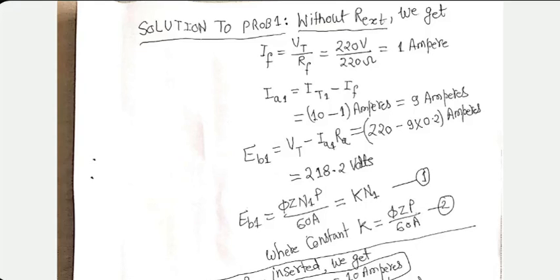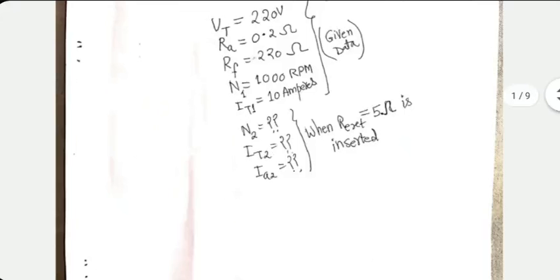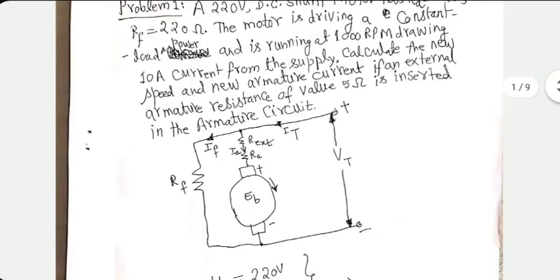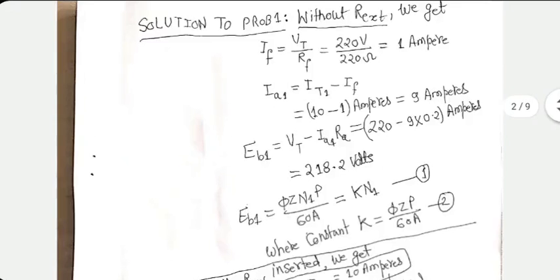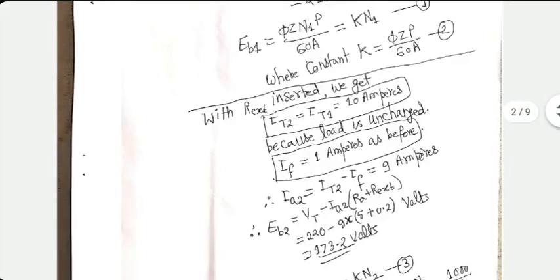What I'm trying to tell you is that you don't need to know phi Z, P, A, because this is a constant which will appear in the second case also. Now, when R external is inserted, IT2 will be same as IT1 because they are saying constant load. That means in the second case also, we will continue to draw the same input power, which means IT2 is 10 amperes. IF is also going to be the same in the second case.